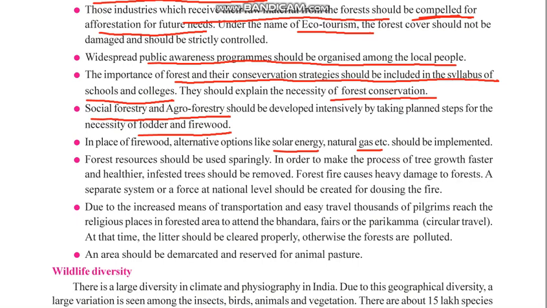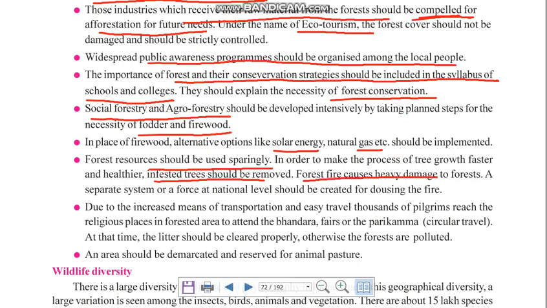Forest resources should be used sparingly, meaning as little as possible. In order to make the trees grow faster and healthier, infested trees should be removed. Okay, in the forest there are such kinds of trees which are infected, which are not proper, you can say sick or decayed. Such trees should be removed so that the other trees can get proper nutrition and grow into healthier trees.